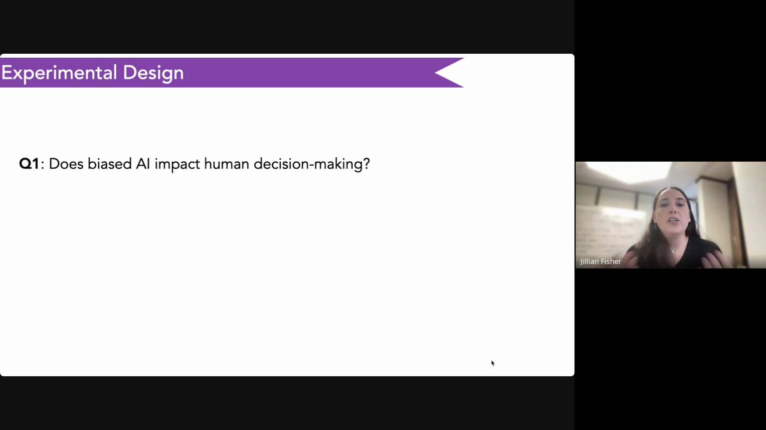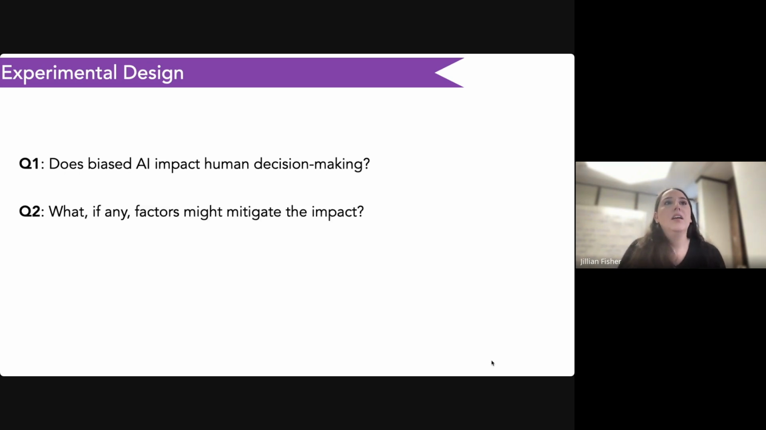So for us, the questions we wanted to answer was, first and foremost, does biased AI impact human decision-making? This might seem like an obvious conclusion, but it hadn't been shown before, and it's important to show these results because surprising things can happen in research all the time. Another question that we wanted to look at was what, if any, factors might mitigate the impact? So if we're seeing an impact from interacting with biased language models, what could mitigate or reduce this?